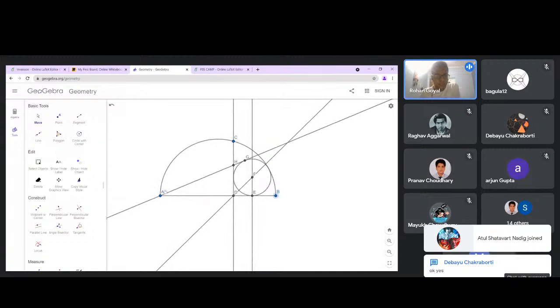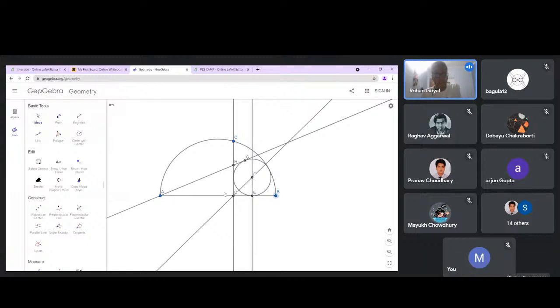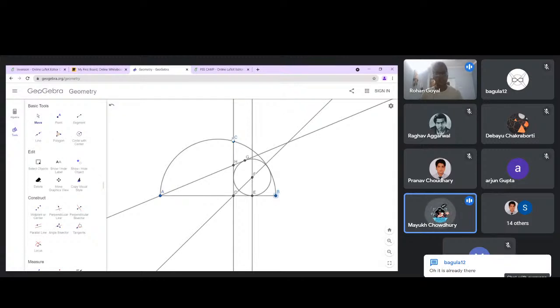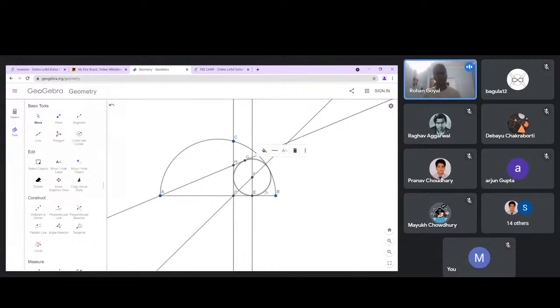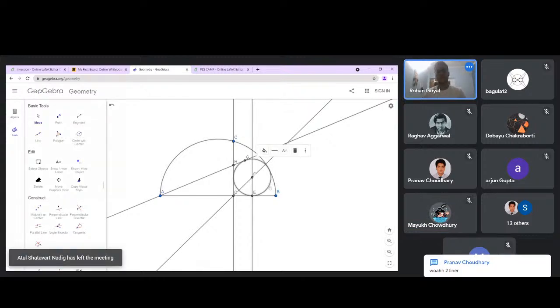D goes to B, right? Because AC squared is equal to AD into AB, because ACB is 90 and ADB is 90. So line CD goes to circle ACB. But we know tangency is preserved. This line and this excircle were tangent, then this circle and this circle are also tangent because the excircle was preserved. And we are done.